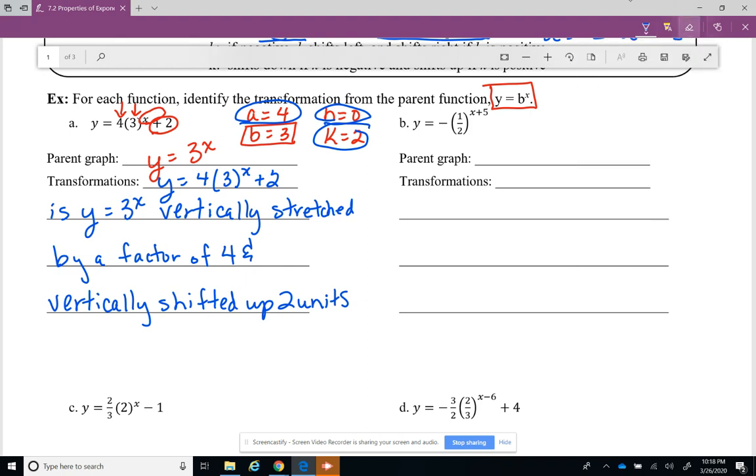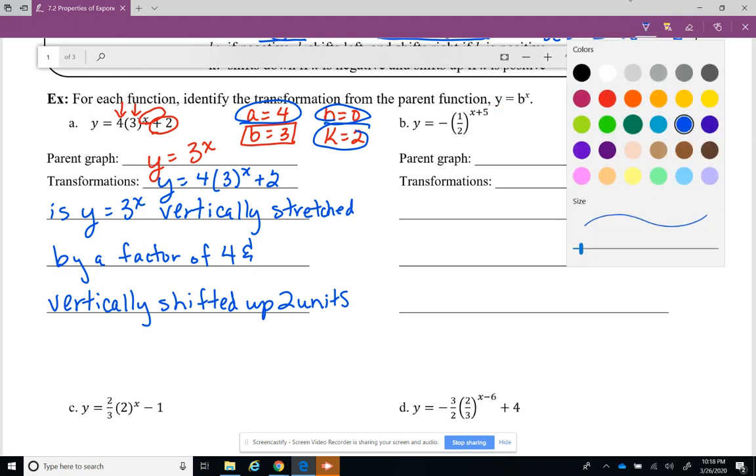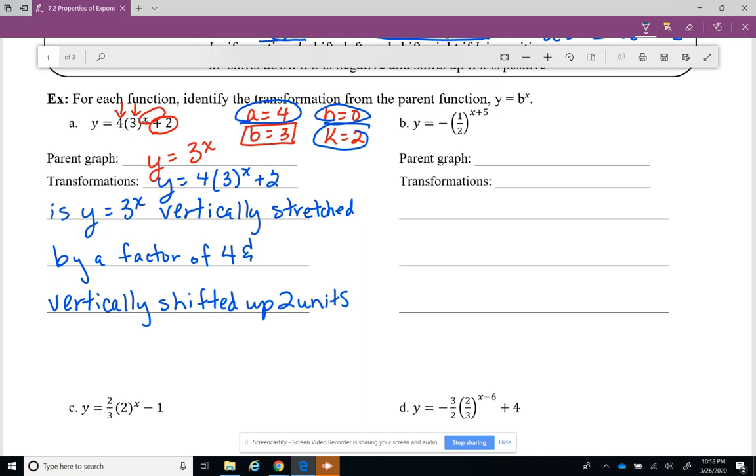All right, so that's our first exponential function. Let's look at our second exponential function. We'll use green this time. The first thing I want us to do is figure out the parent graph. So here's the 1/2, and here's the x. That's the only part you're focused on. y equals b to the x. So that's 1/2 in parentheses to the x.